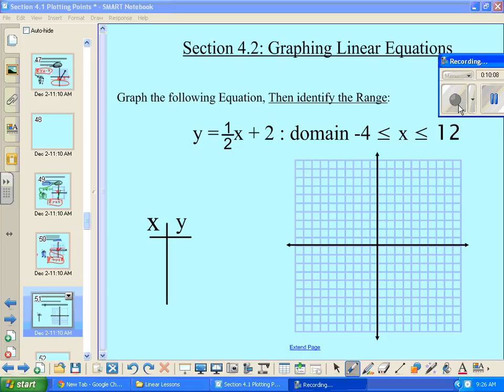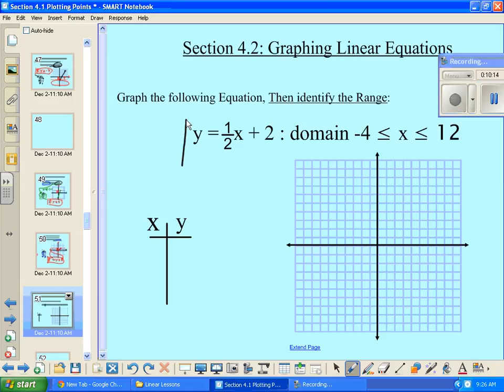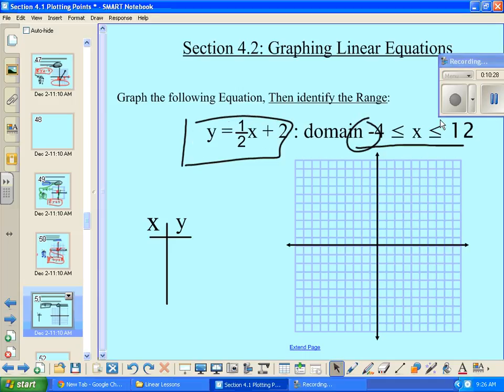We'll do one more limited domain problem here as an example, and we'll probably go look at some in class together as well. This problem says graph the equation y equals 1/2 x plus 2. The domain is -4 is less than or equal to x, which is less than or equal to 12. So again, I have two boundaries in this problem, -4 and 12. Those are my highest and lowest numbers.